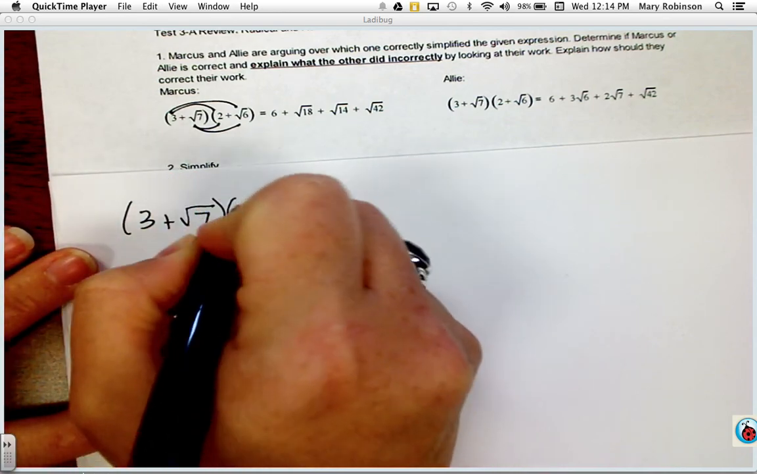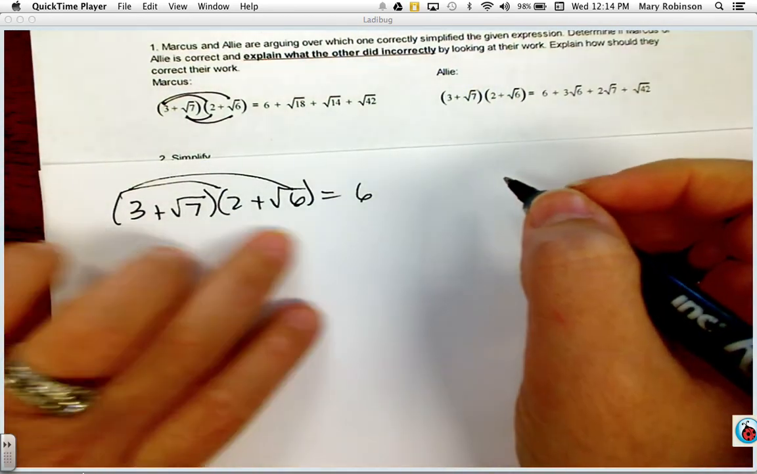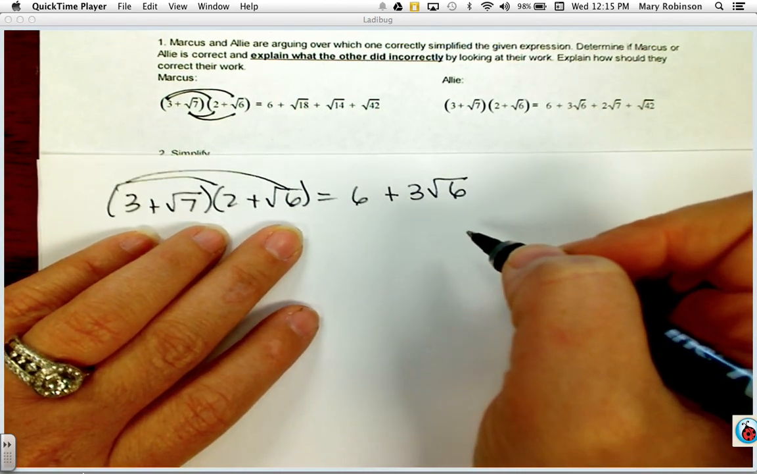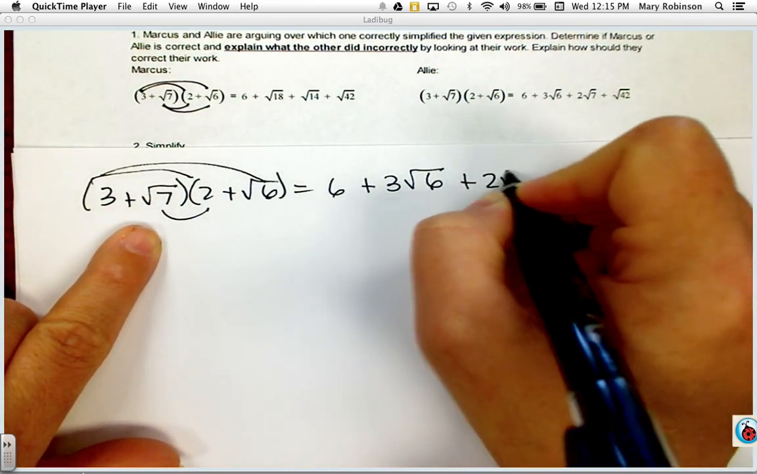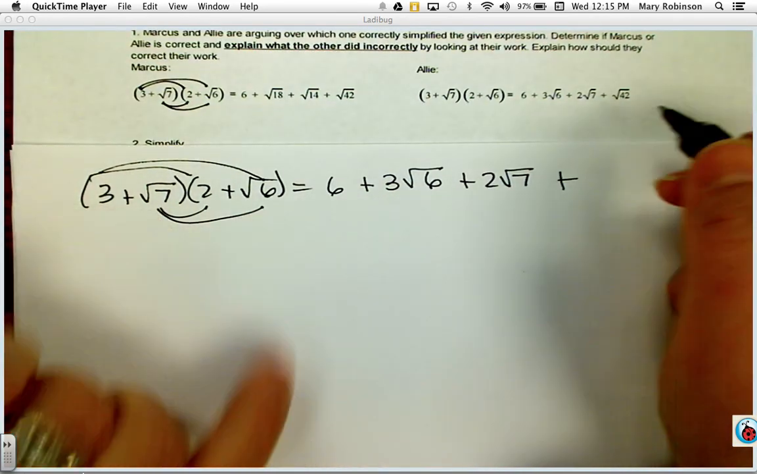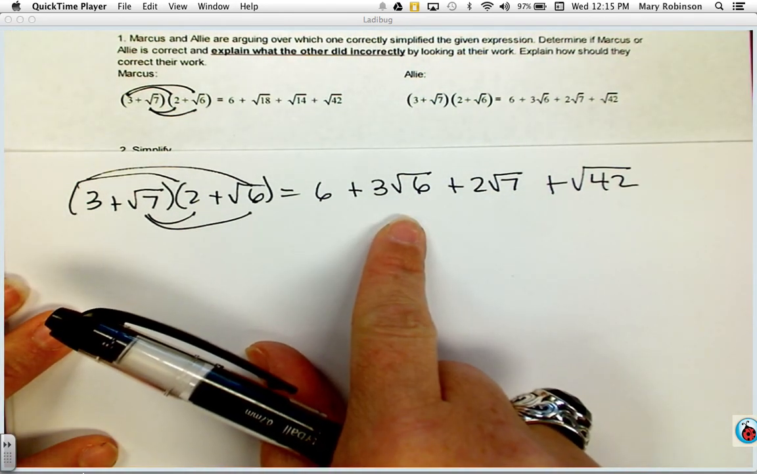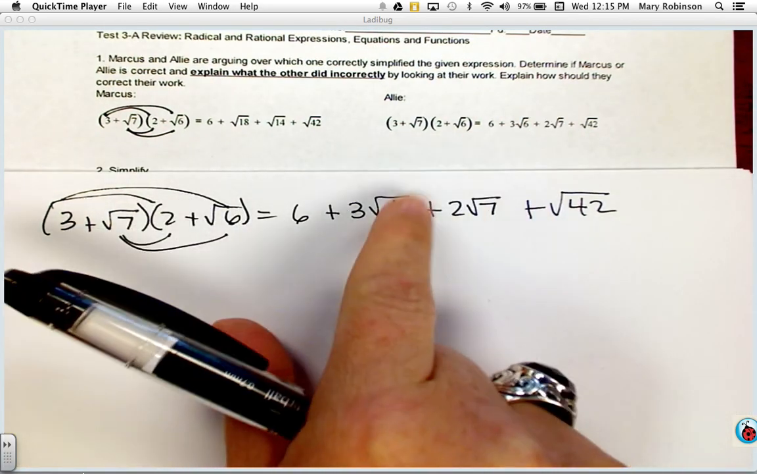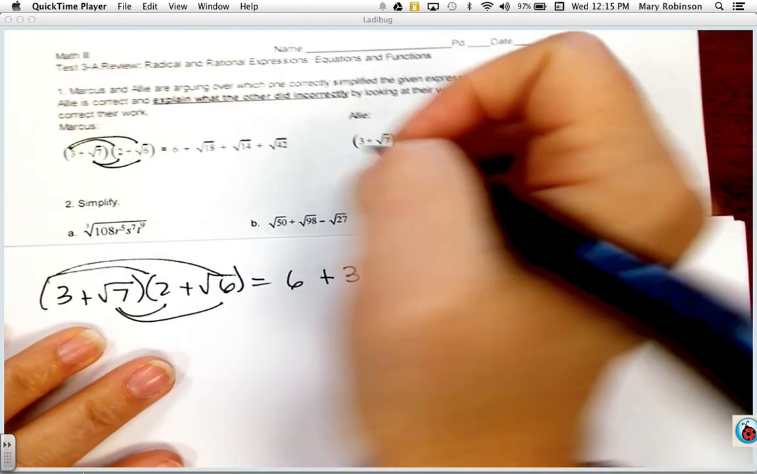this problem and multiply our first terms, we get 6. We multiply 3 times the square root of 6. We have to remember that you cannot multiply numbers that are not both under the radical or both without a radical. So we have one that's not under a radical, one that is, so it's going to be just 2 square roots of 7. Then we multiply these terms. Because they are both under a radical, we multiply them together. So if we take a look at what we've got here so far, it looks like this here is correct, that Allie would have the correct work. So we need to state that Allie is correct.